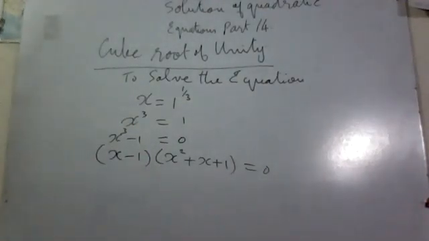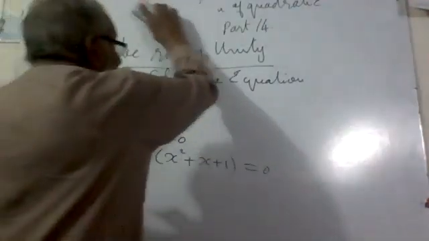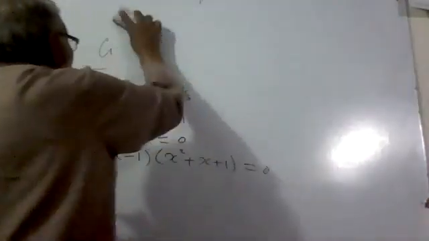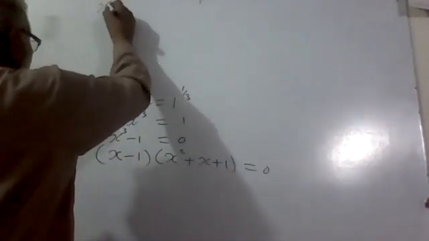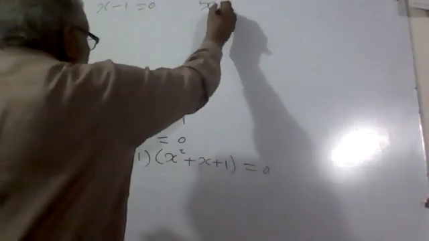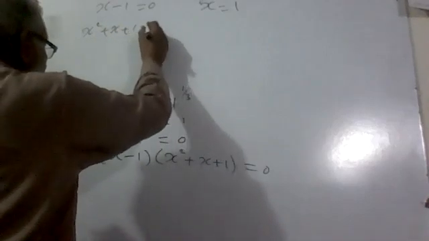Either of the two will be 0. So first of all, x minus 1 is equal to 0. That means x is equal to 1. This is the first cube root of unity. Then next is x square plus x plus 1 equal to 0.